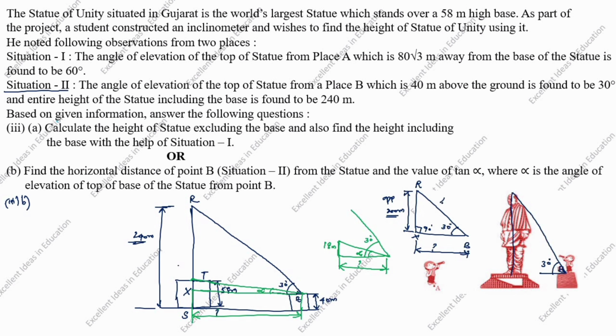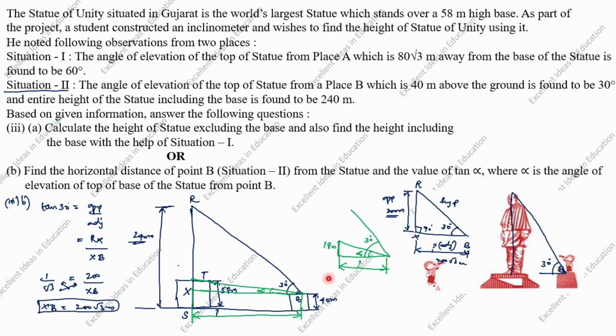This is opposite. The bigger side is the hypotenuse. The other side is adjacent. Tan 30 degrees is equal to opposite by adjacent. Opposite is RX divided by adjacent is XB. RX value is 200. XB value only we need to calculate. Tan 30 degrees value is 1 by root 3. Cross multiplying, XB is equal to 200 root 3 meter. Now we got this value as 200 root 3 meter.